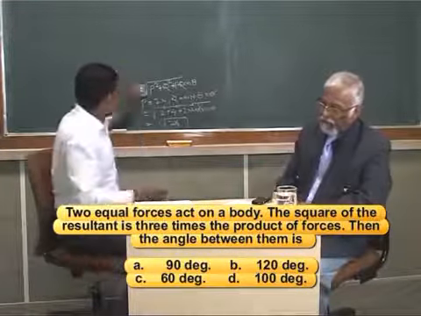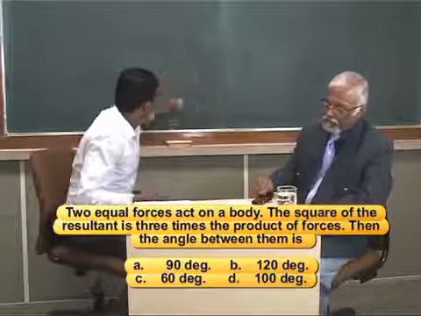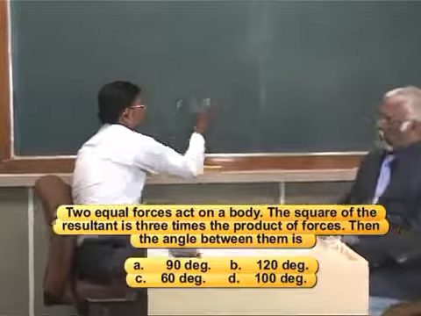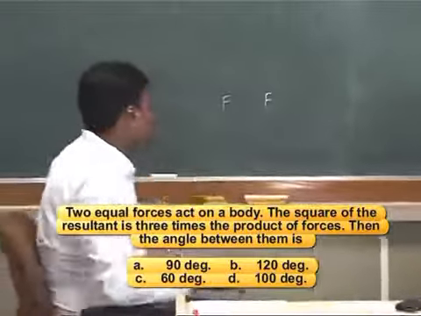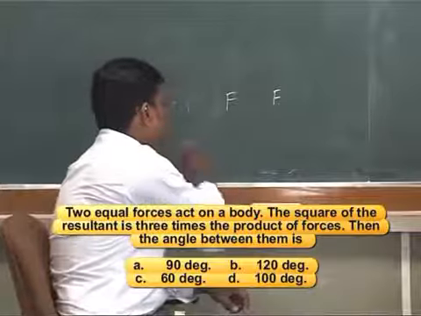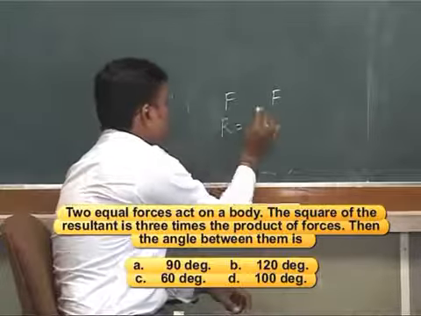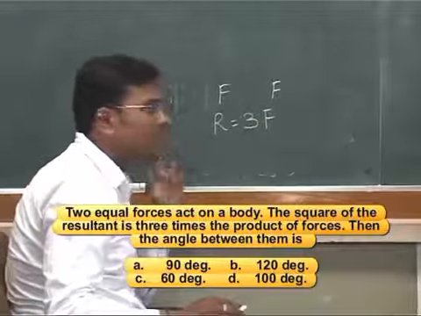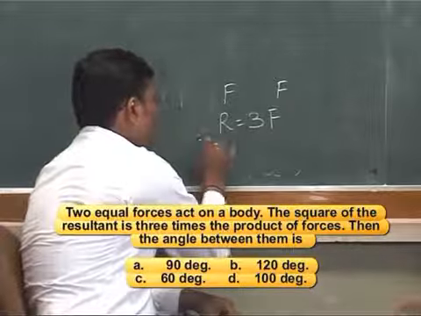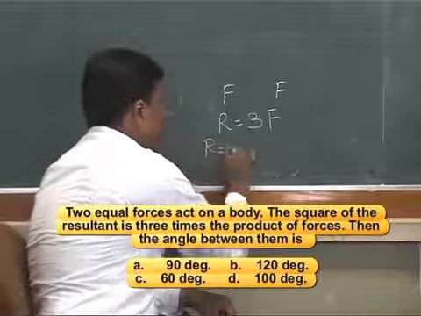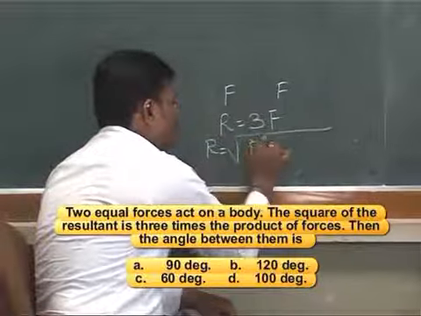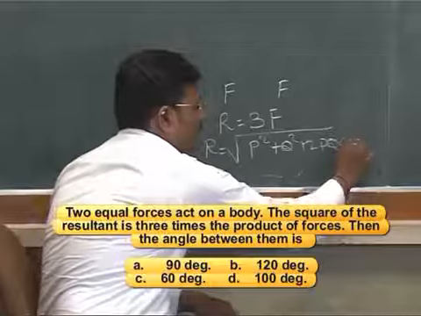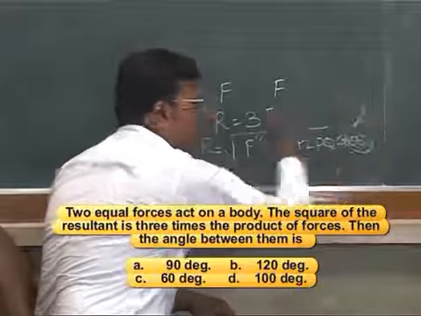Two forces are acting on a body. To explain that, I have to consider two forces which have the same magnitude. Let's say F and F are the two forces. According to your question, the resultant is 3 times the product of the forces. So R is equal to 3F, that I have taken. Now, the resultant by law of parallelogram is root of P square plus Q square plus 2PQ cos theta, and we have to calculate the value of theta.